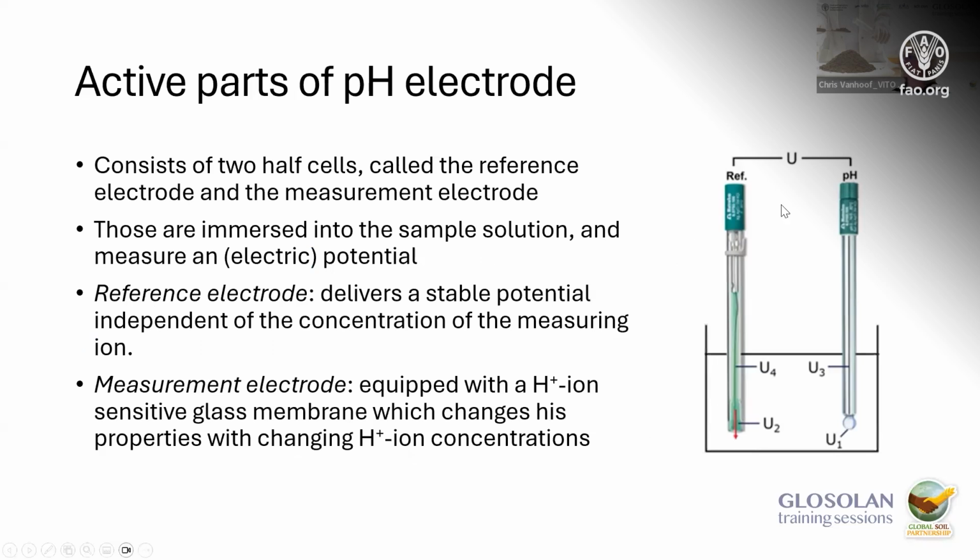In the figure, you see the two half cells: the reference electrode and the pH electrode. These are both immersed in the sample solution, and you measure an electrical potential between both. The reference electrode has to produce a stable potential independent of the concentration in the solution, while the pH sensor, the measurement electrode, is equipped at the lower side with a glass membrane, and that takes care of the hydrogen plus ion measurements and the changes in hydrogen plus ion concentration.